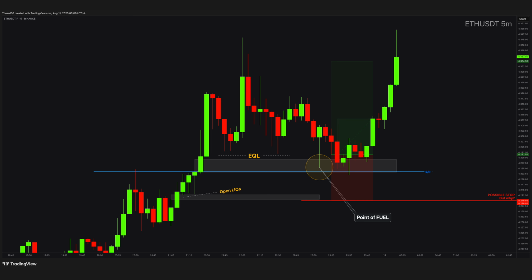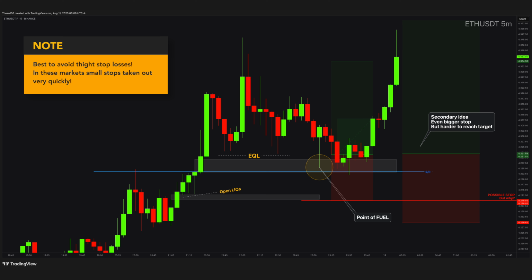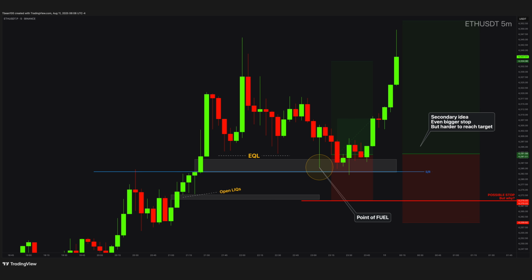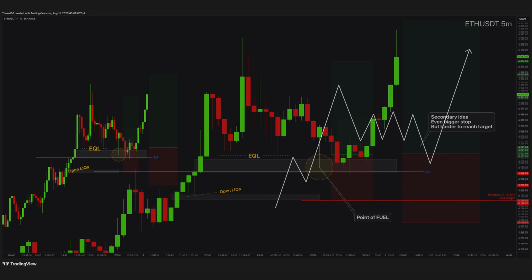Who really knows for sure? As a secondary idea, I could even choose to enlarge my stop loss here, which would turn this into a much longer trade, of course, with a bigger and more ambitious target above. However, if you find yourself getting stopped out very frequently, it is usually a much better idea to have slightly larger stop losses to give the trade more breathing room.